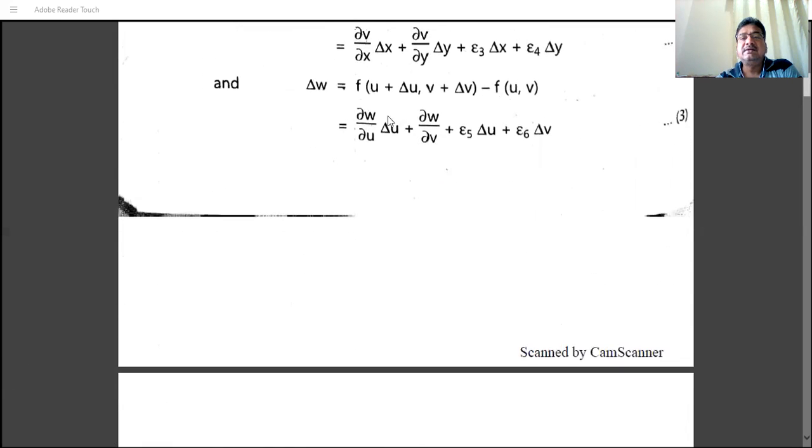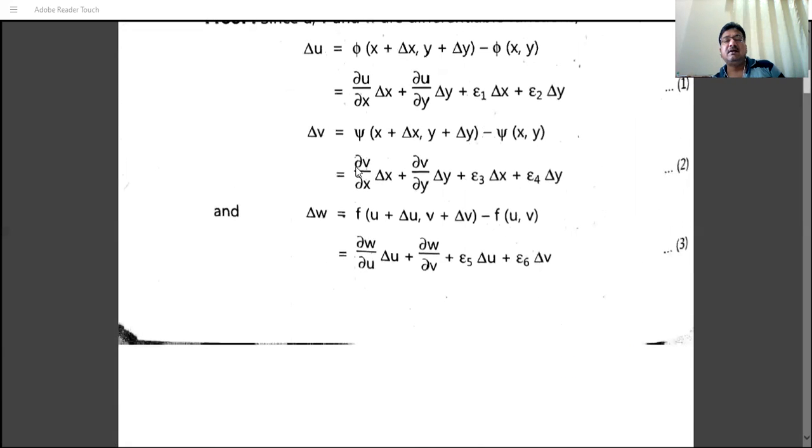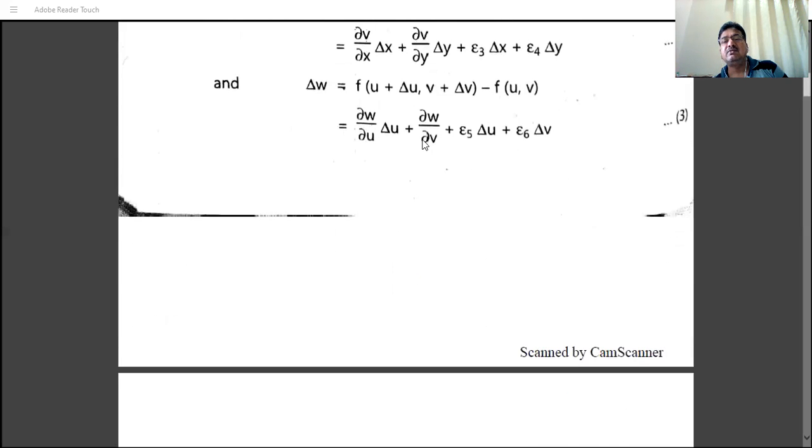So f of u plus Δu, v plus Δv minus f of u, v is equal to ∂w/∂u Δu plus ∂w/∂v Δv plus epsilon 5 Δu plus epsilon 6 Δv, because here w is the function of u and v. Now h and k are Δu and Δv, and w is the function of u and v. So that's why ∂w/∂u and ∂w/∂v.